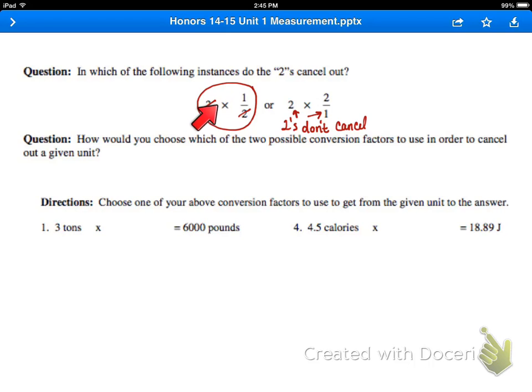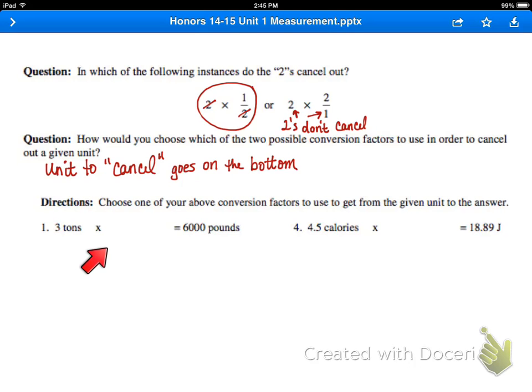So how to think about how to use that fraction to set up our equations using sort of algebra methods. If we have a 2 and the 2 is on the bottom, we multiply by 1 over 2, so the 2 is on the bottom. The 2's are going to cancel. If we have a 2 and the 2 is on the top, they are not going to cancel. So what we always want to do is think about putting the units that we want to cancel on the bottom. So how would you choose, if two possible conversion factors, two forms, which one to use in order to cancel a given unit? The unit that we want to cancel is going to go on the bottom, and I'll show you what I mean by this.